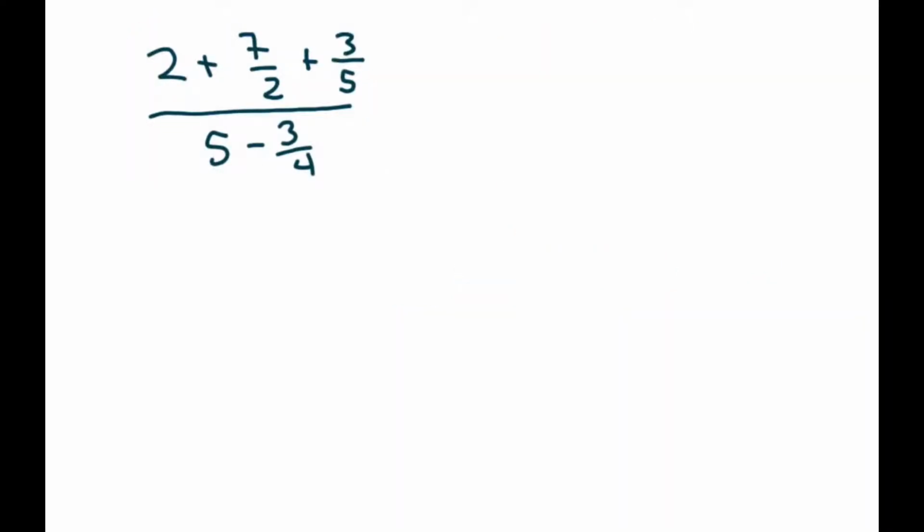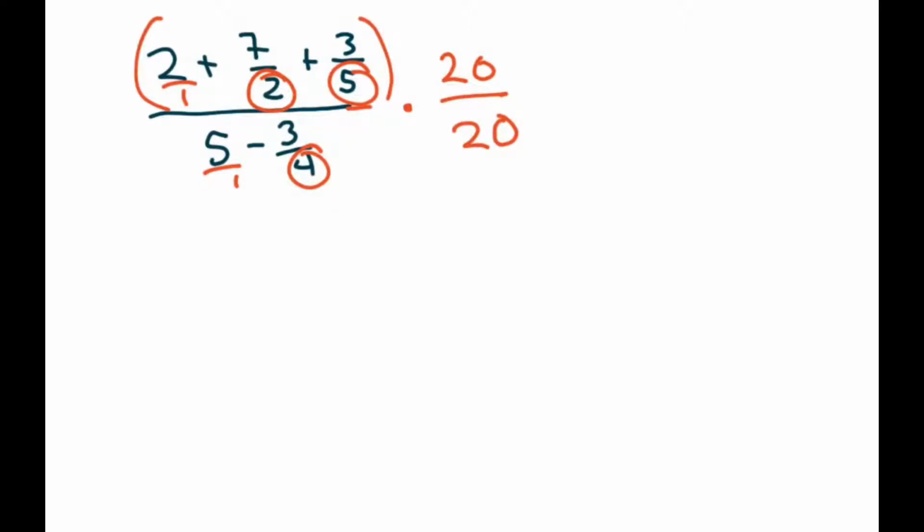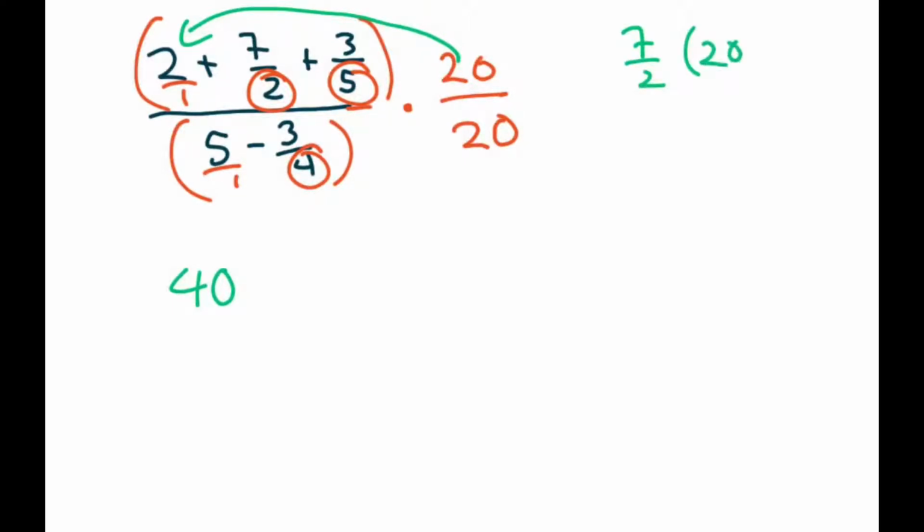We have 3 terms. So if we're going to look at the 2, the 5, and the 4. And our common denominator, least common denominator for that is going to be 20. So multiply the numerator by 20 and the denominator by 20. So let's see if we can do that. So 20 times 2 is 40. And then we have 7/2 times 20. So that's going to be, 2 goes into 20 10 times. So that's going to be 70.